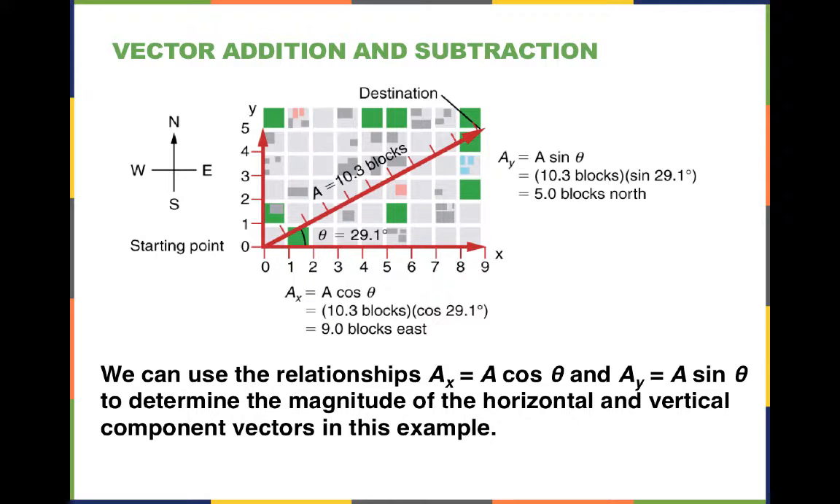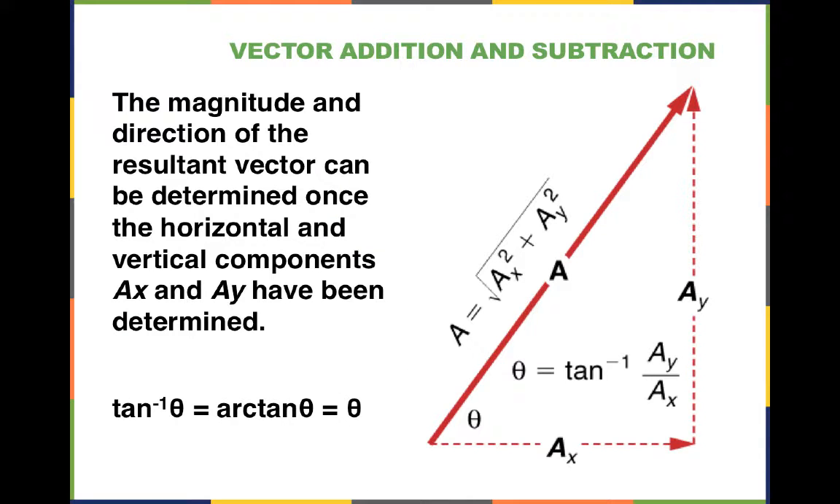We can use these relationships in our city block example to find the magnitude of the horizontal and vertical components of the vectors. In this case, the horizontal and vertical vectors can be found using the relationships that we saw. Also, you can work the other direction. That is, if you know AX and AY, you can find A and the resultant angle. And this is shown on this slide.